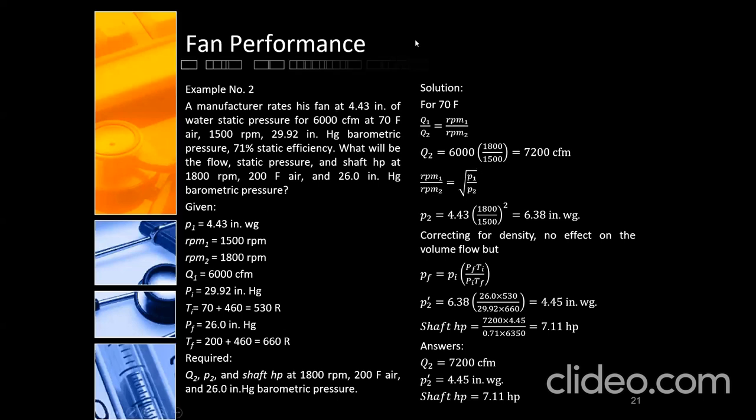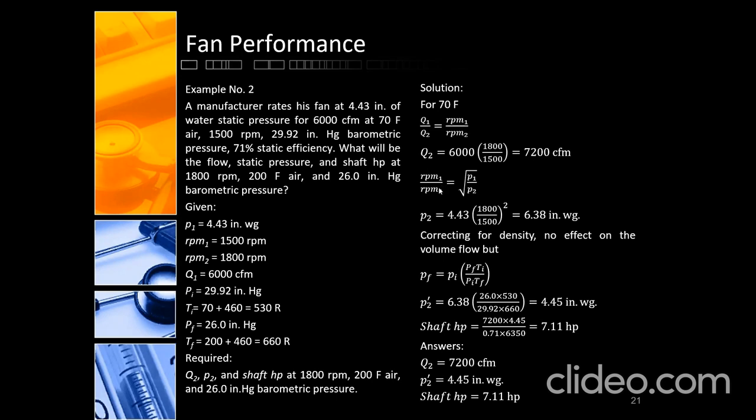Okay. Wait, meron akong naguguluhan dito. Okay, tama pala. Ito kasing 6,000 is Q1. 18 is RPM 2. So mag-multiply sa RPM 1, nag-divide. So that is 72 CFM.